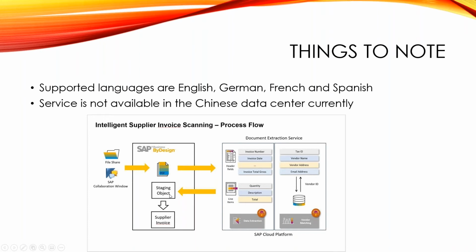So once it goes through the whole process of reading, scanning, and parsing out all the information, it brings it into a staging object within ByDesign. And from there, you have an option to either automatically create the supplier invoice or manually create it.